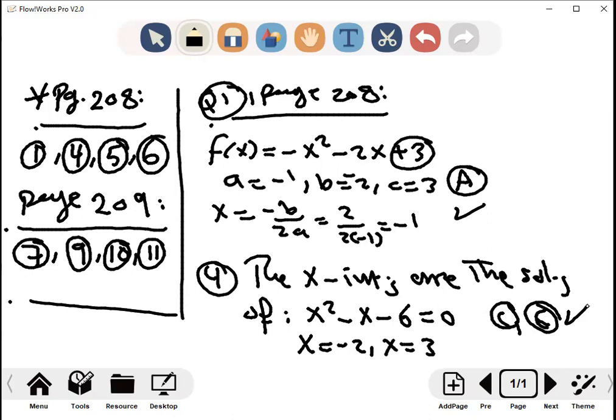But why did they give me the graph? They want us to use the graph. No need to solve it. With the graph in front of you, the x-intercepts are clear. Done?